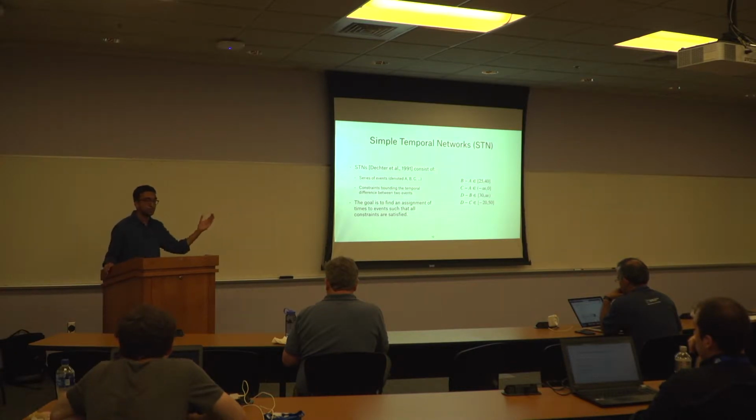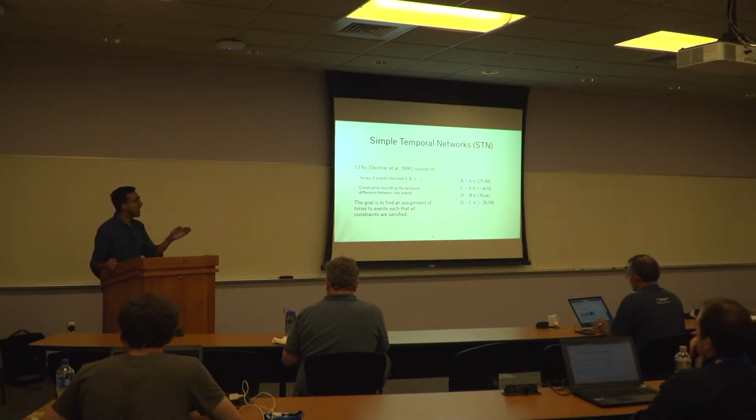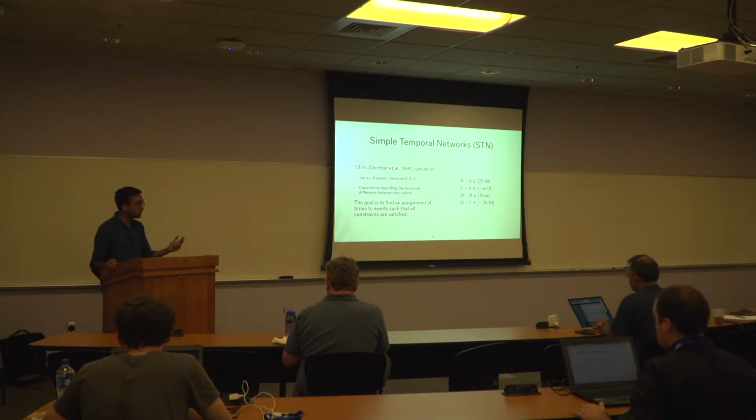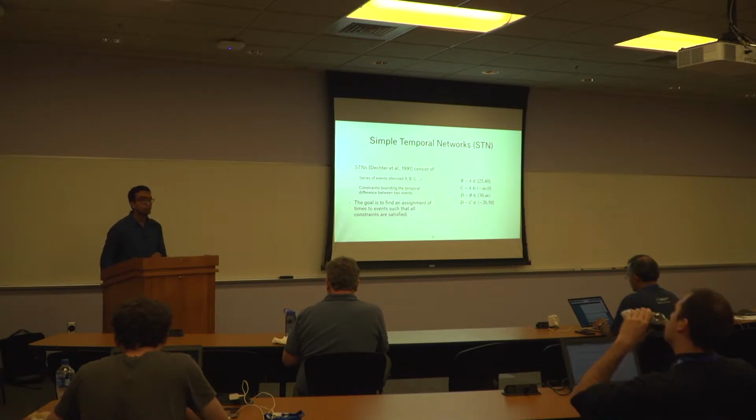And so given a simple temporal network formalism, the big question, the goal when you're given one of these, is to find an assignment of values to all of the variables such that all of the constraints are respected. In other words, we need to pick actual physical times for A, B, C, D such that all of our constraints, all the differences between pairs of events, fall within the desired ranges.